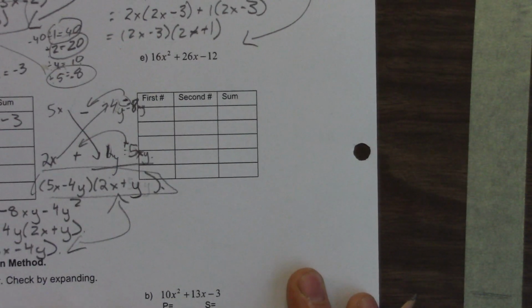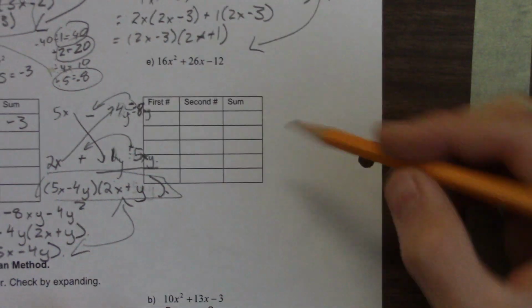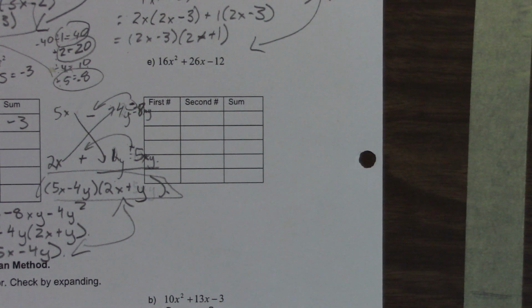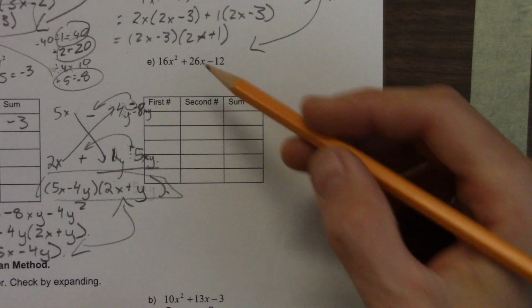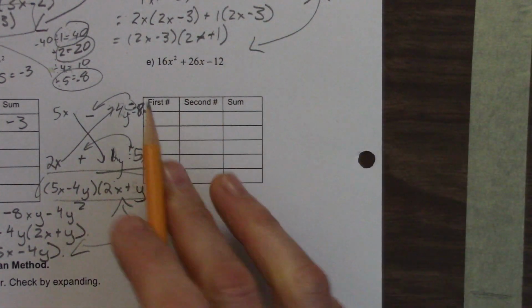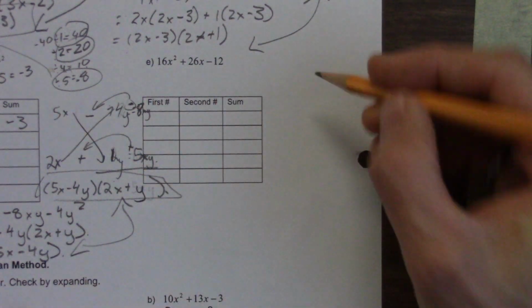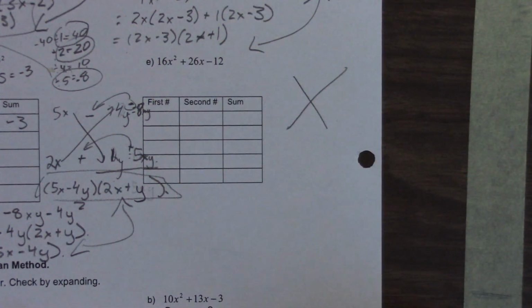Okay, we'll do this one straight with the, who prefers the crisscross method? Hands up. Okay, so most of you are going to go with crisscross, so let's do the rest just by crisscross here. We can do 16 and negative 12.